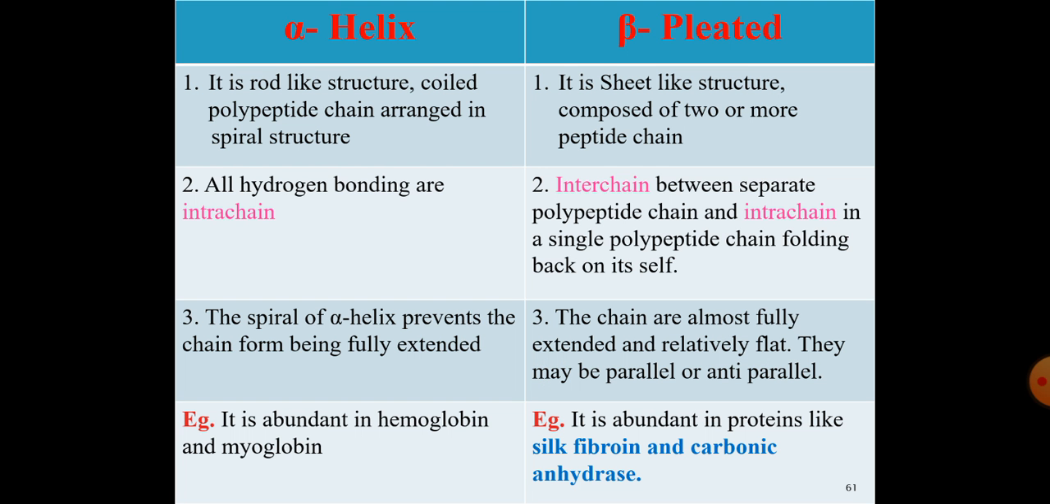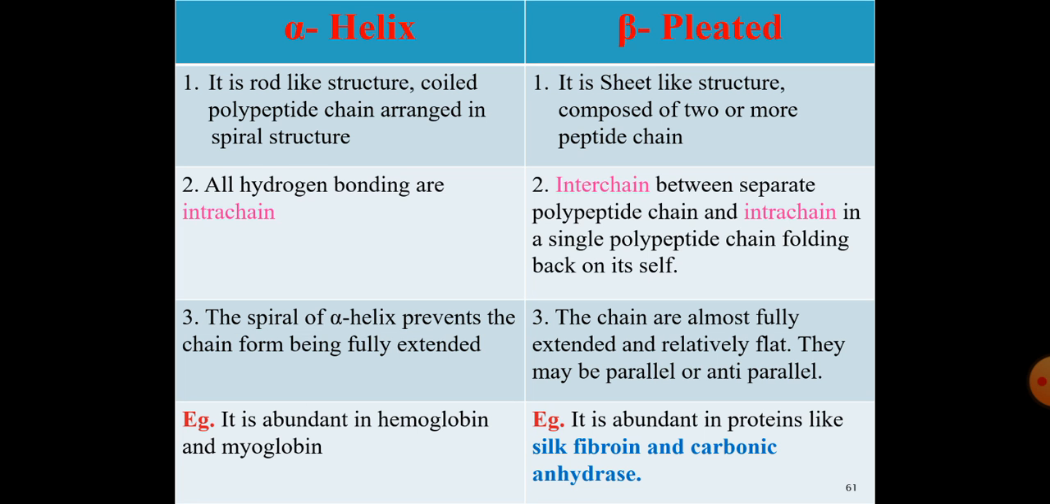The difference between the alpha helix and the beta pleated sheet: the alpha helix is a rod-like structure, a coiled polypeptide chain arranged in a spiral as a helix. The beta pleated sheet is a sheet-like structure composed of two or more polypeptide chains. In the alpha helix, all hydrogen bonds are intrachain, while in the beta pleated sheet they are interchain between separate polypeptide chains, or intrachain in a single polypeptide chain folding back on itself.